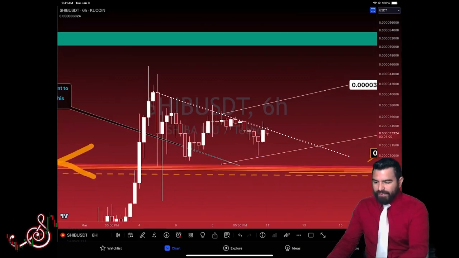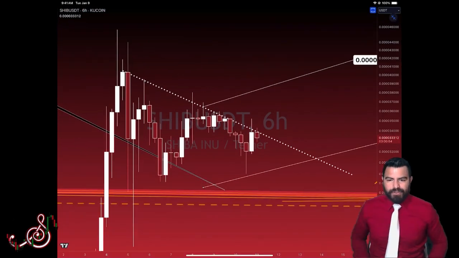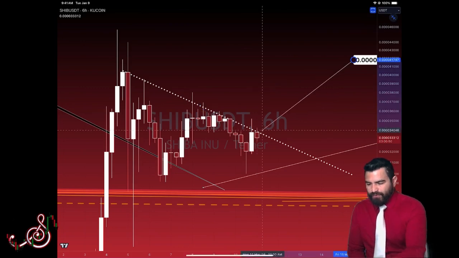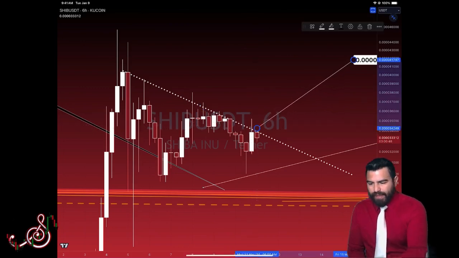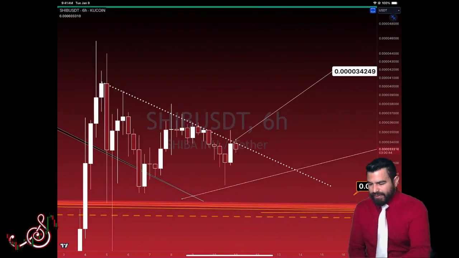Now, is there verification that we did this correctly? Yes or no? Yes. There's a white candle in the middle. That's right. It's right there. See that? Right there. That's going to be proof that you did it right. This is a 6-hour chart.